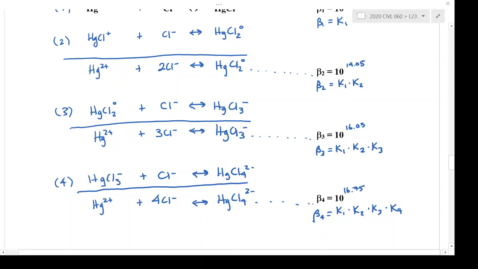And there you have it. We've looked at mercury complexation with chloride from both a stepwise and overall reaction standpoint.